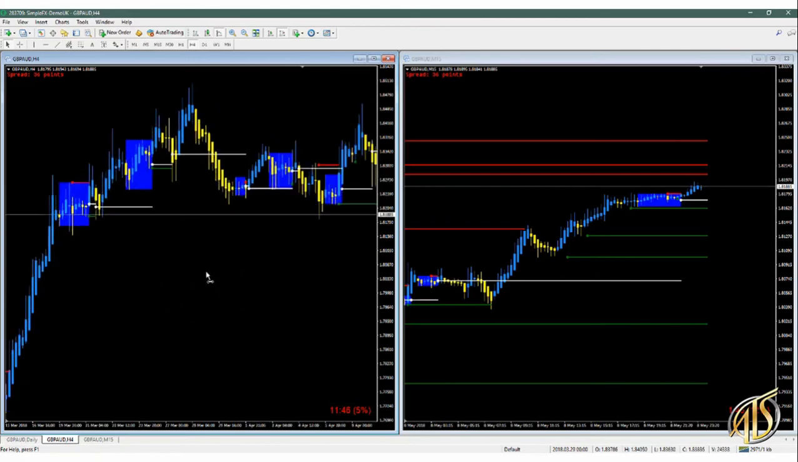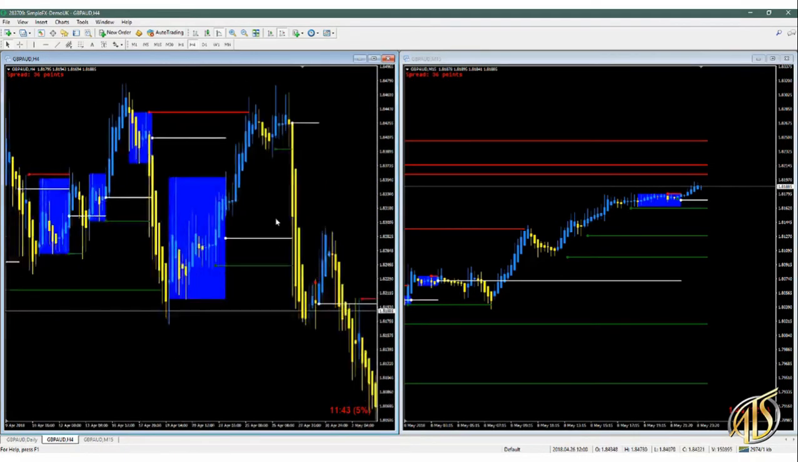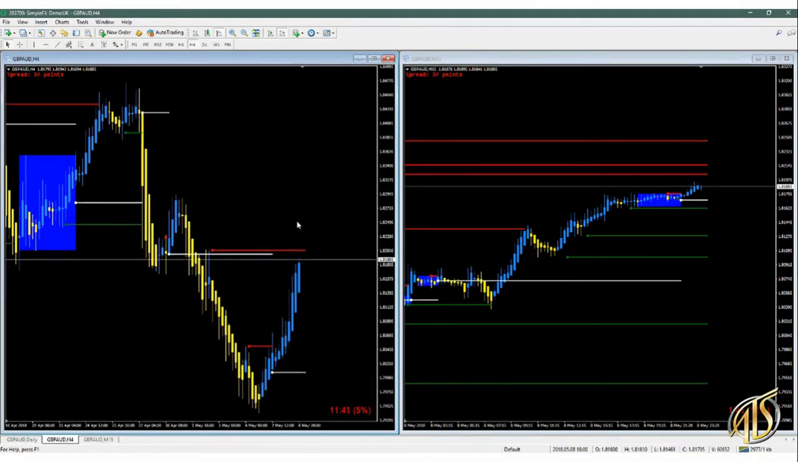Okay, so that is the basics. That's the first step that you need to take when deciding which market to trade.